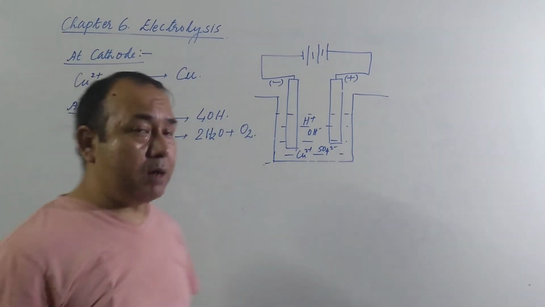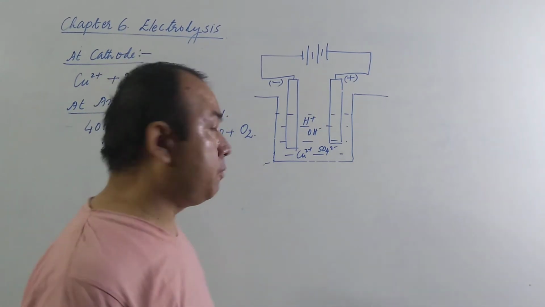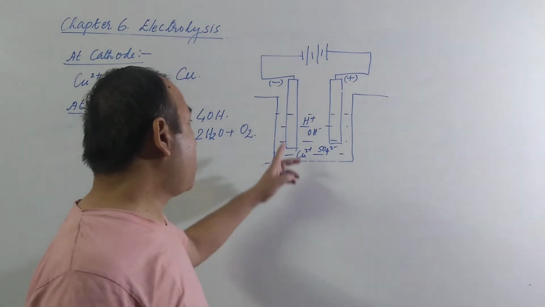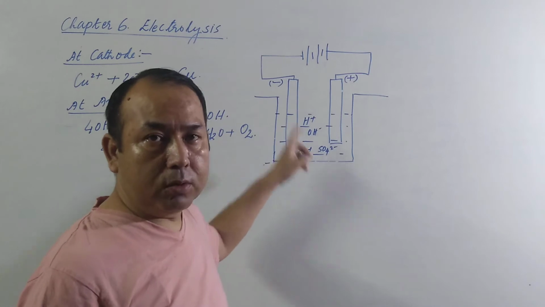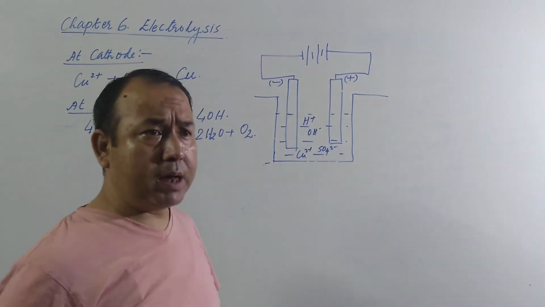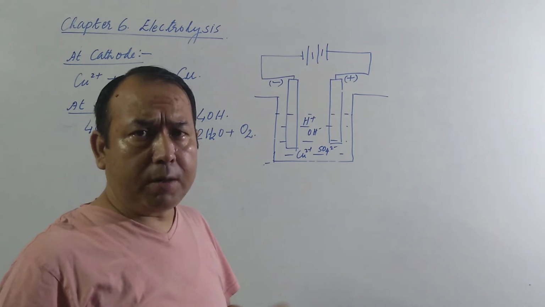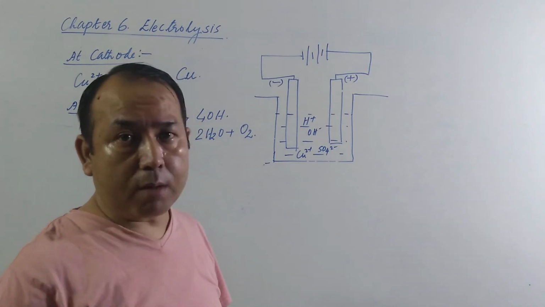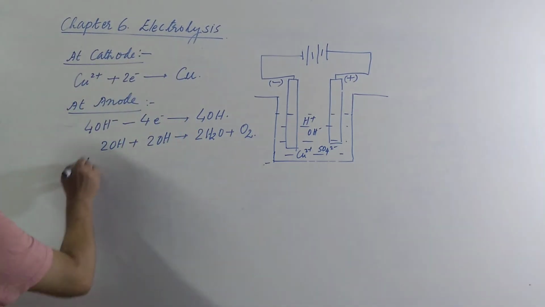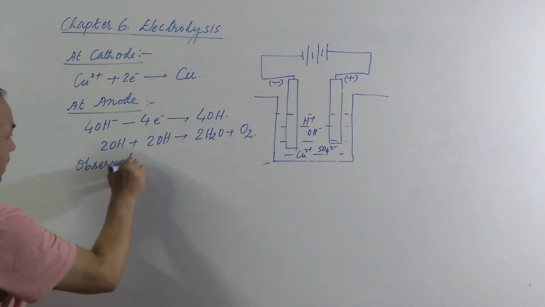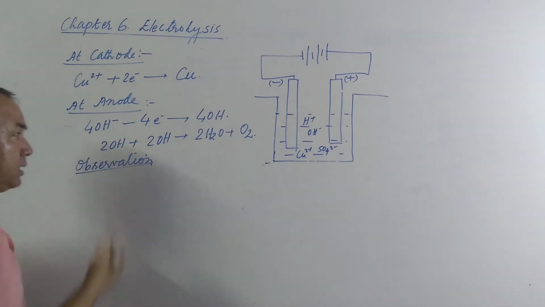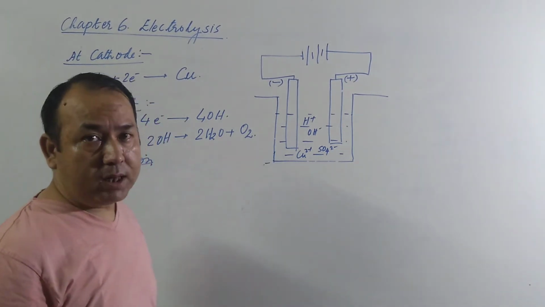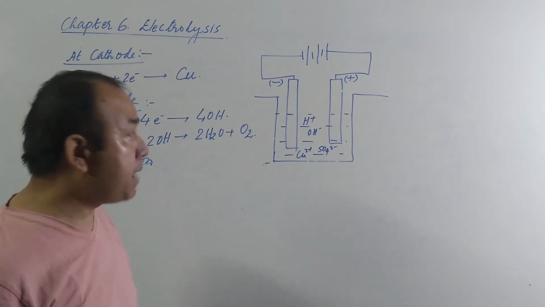So what we observe here during the electrolysis of copper sulfate using an inert platinum electrode is that the cathode becomes a little bit pinkish, pink or reddish brown in color, due to the deposition of copper. Number 1 observation: after the electrolysis of this copper sulfate solution, the cathode becomes pink or reddish brown in color, due to the deposition of copper atoms.